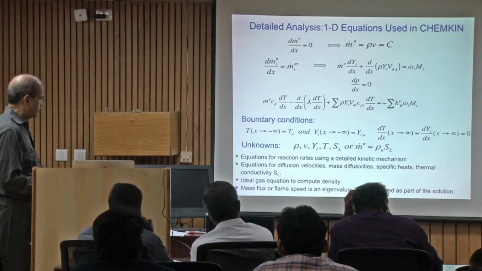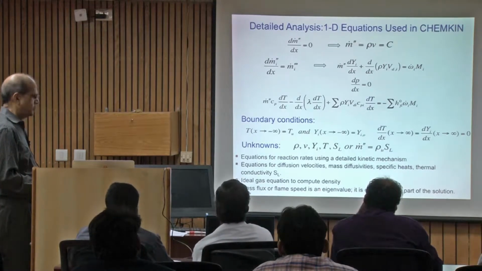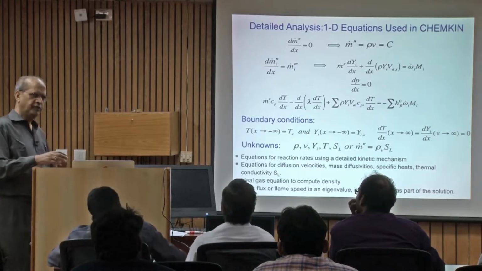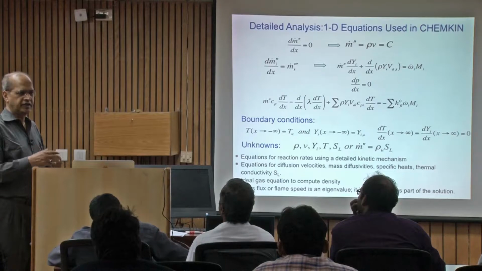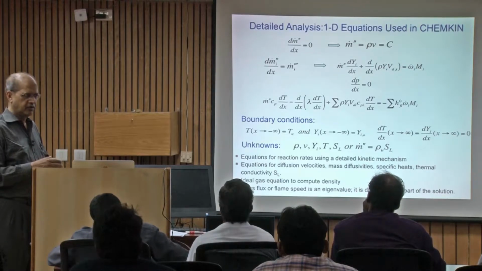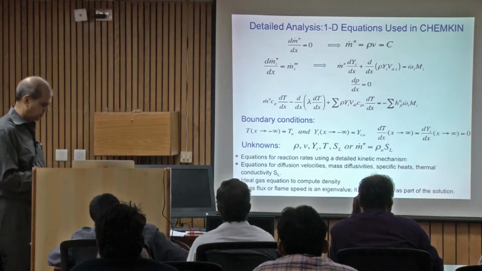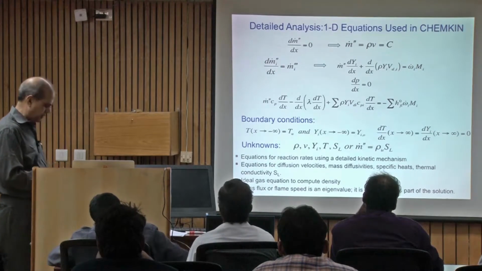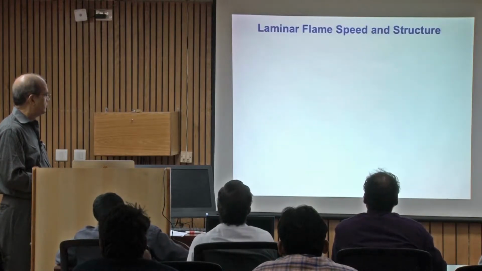We should know that this flame speed is an eigenvalue. That means the solution will be good for a particular value of the flow velocity at the entrance. So that's the eigenvalue of the problem. The flame speed is part of your solution.